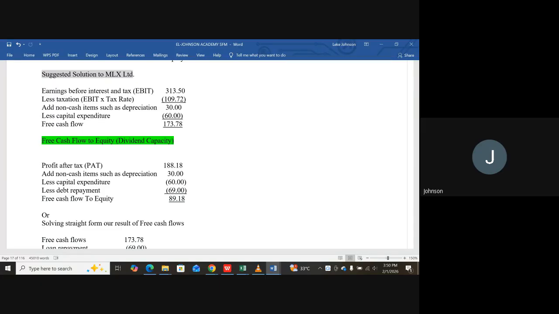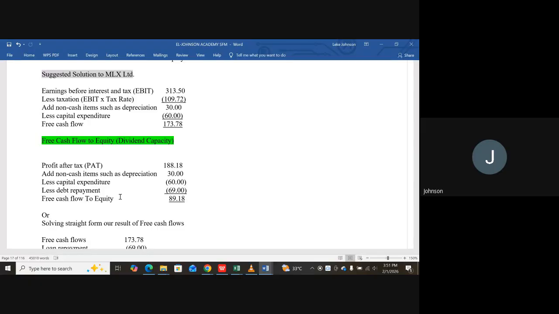When we add back the non-cash item, the next thing we want to do is less the capital expenditure. You also ask yourself, do we have working capital? Is it increasing? Is it decreasing? So you treat that as well. Then there are two things that you also need to take note of. Apart from the interest that you're going to less, because we are doing free cash flow to equity holders alone, you're going to do two things.